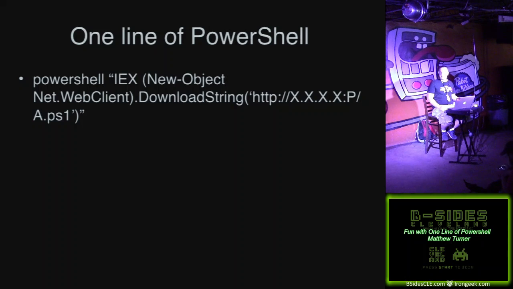IEX stands for invoke expression. New-Object creates a new .NET or COM object. Net.WebClient is a class to access a resource over HTTP. DownloadString is a method that will download whatever's in those parentheses and convert it to a string. Basically, this will download and execute a .ps1 from host X on port P.